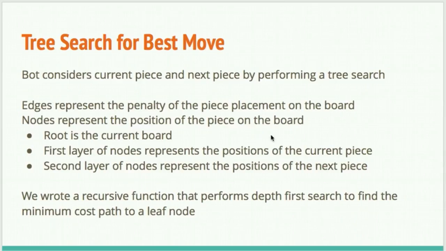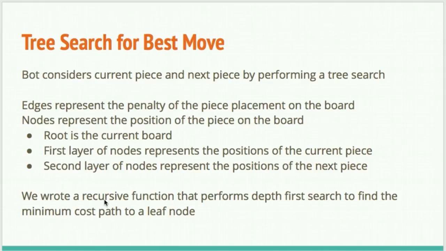The bot considers both the current piece and the next piece when searching for the best move by performing a tree search. The edges in the tree represent the penalty for placing a piece at a certain position on the board. The nodes represent the actual position of the piece on the board. The root is the current board without any pieces added. The first layer of nodes in the tree represents all the different positions the current piece can take. The second layer of nodes represents all the positions the next piece can take, based on where the parent node of the current piece is.